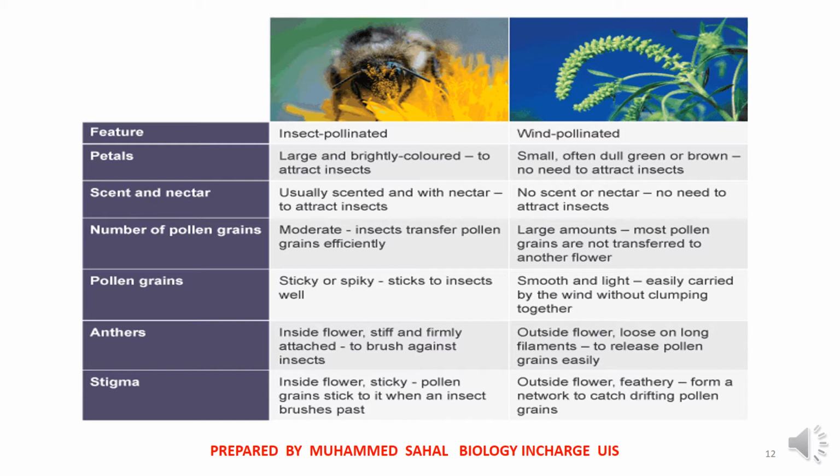But in the case of wind pollinated, they are smooth and light because they want to be carried from one place to another by the wind. The anther, in insect pollinated flowers, is inside the flower, stiff and firmly attached. But in the case of wind pollinated, it is outside the flower. Stigma, in the case of insect pollinated flowers, is inside the flower. But in the case of wind pollinated, it is outside. This is the comparison between insect pollinated and wind pollinated flowers.